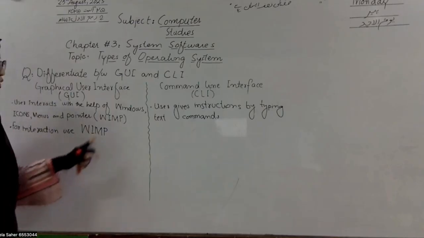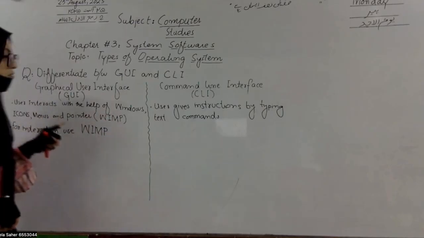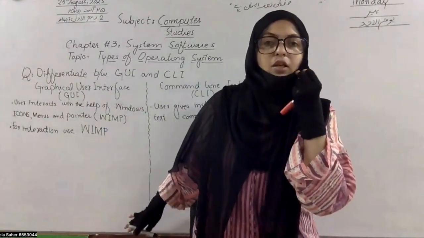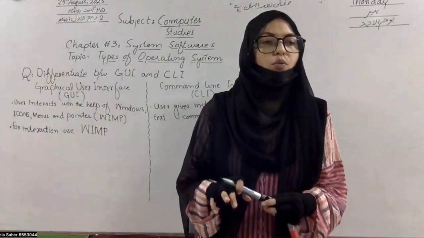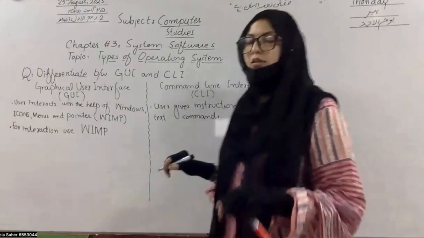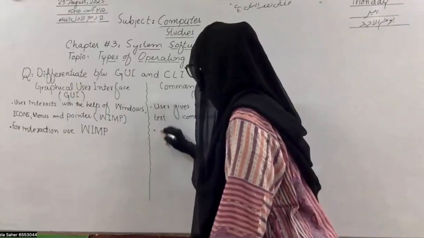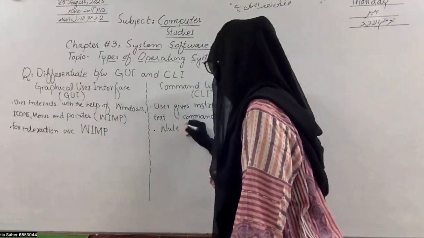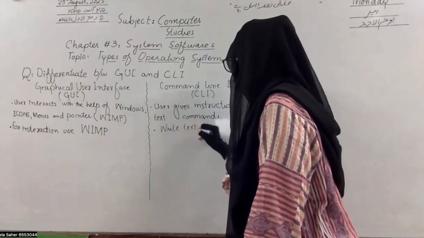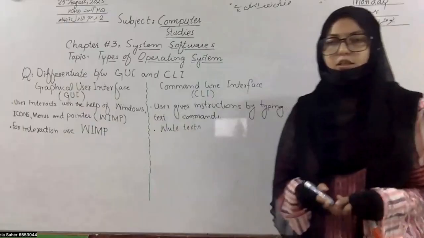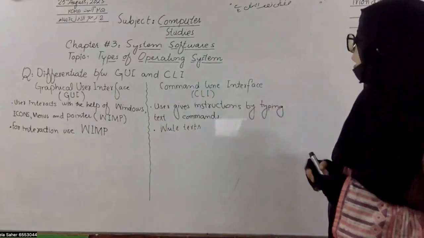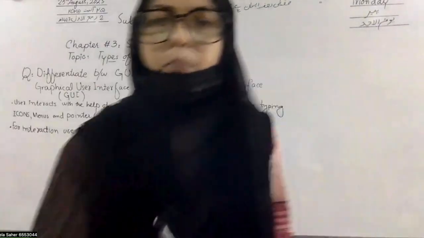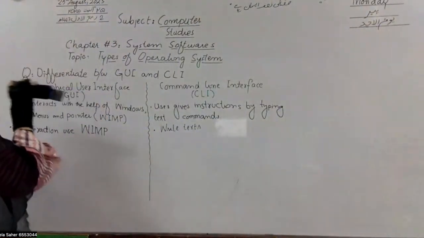For interaction, use WIMP. WIMP means windows, icons, menus, and pointers. And if we are going to talk about the command line, for the interaction we are going to use text based. Right? Text. Okay. So this is the second difference. I am going to erase a little bit of the board so guys can understand what I am writing.